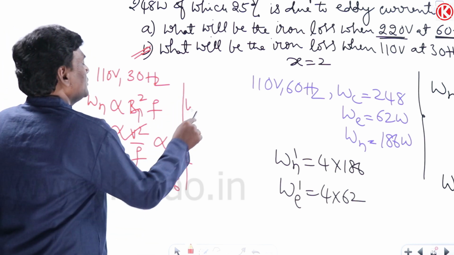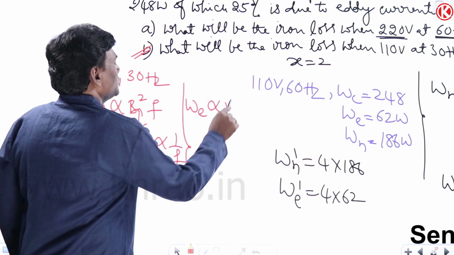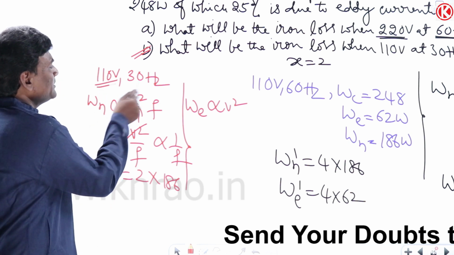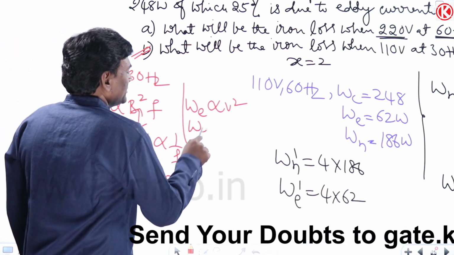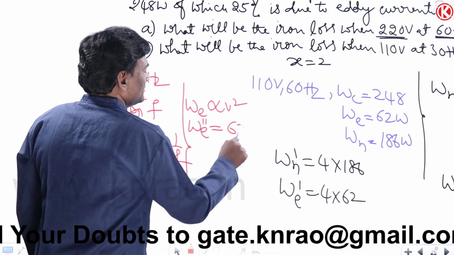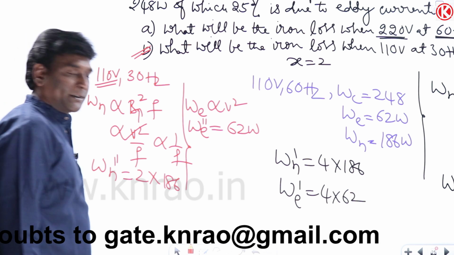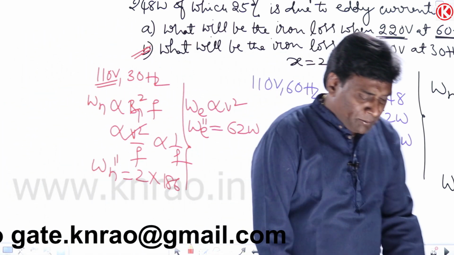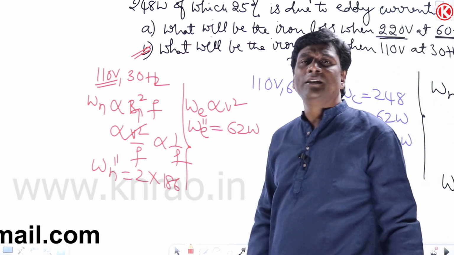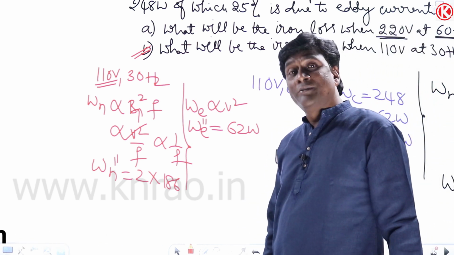Now let us think of new eddy current losses, directly proportional to voltage square. Operating engineer, voltage is maintained same, so the new eddy current losses are going to be same as 62 watts. For some people it can be confusing, so if you watch again, automatically you will come to know. Okay, all the best.